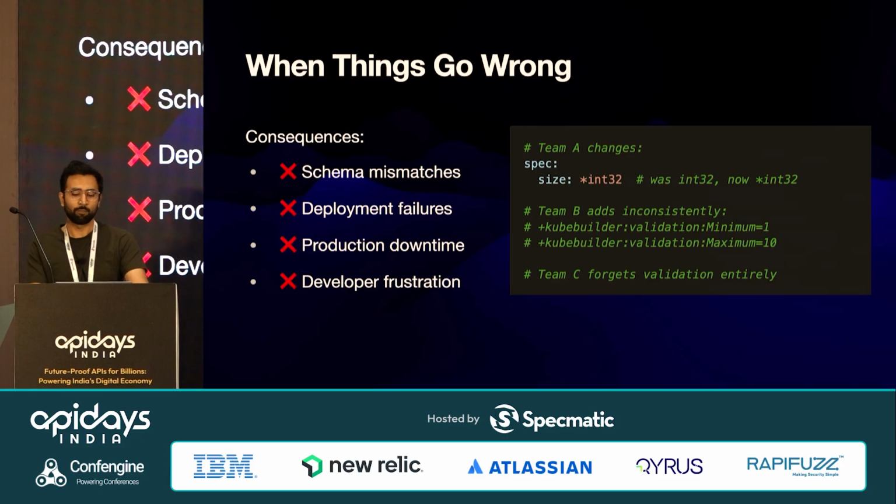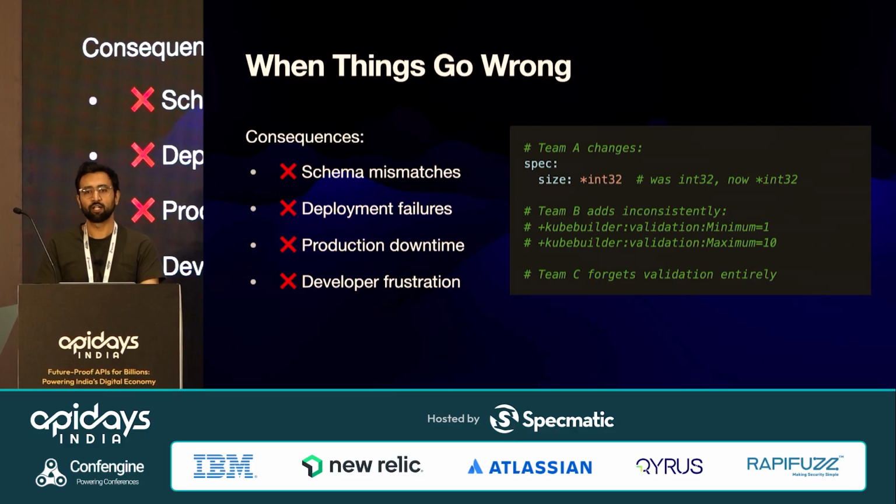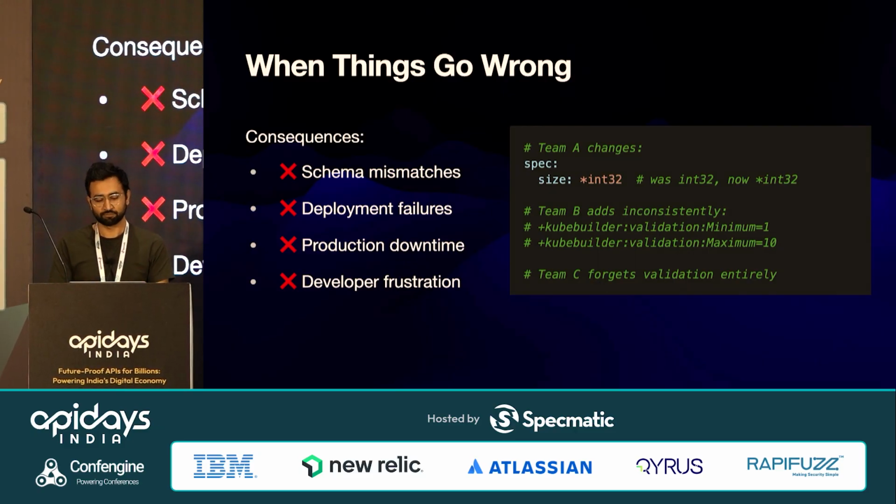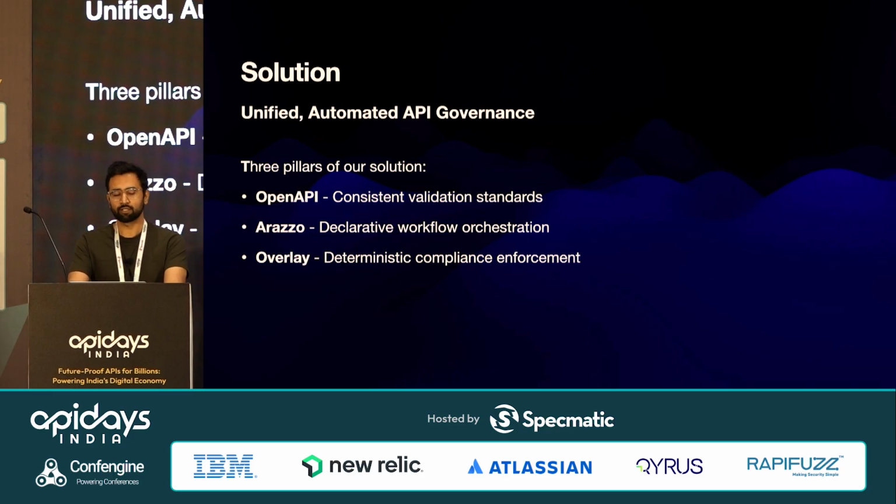If a member in team A changes the pod size from int32 to a pointer of int32, and a member in team B adds some validation inconsistently, and in team C a new intern joined who has no idea about the documentation or workflow, so he did nothing. That results in a schema mismatch, which will obviously be a problem, causing deployment failure. This will result in production downtime and obviously increase developer frustration. So how do we tackle that problem?